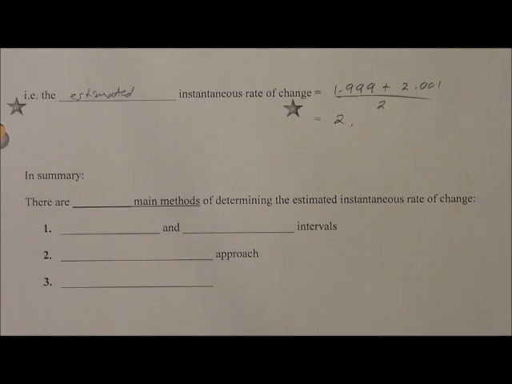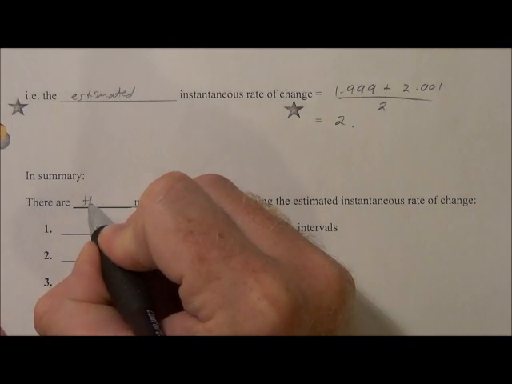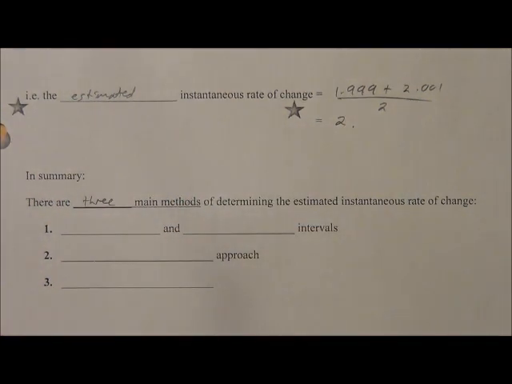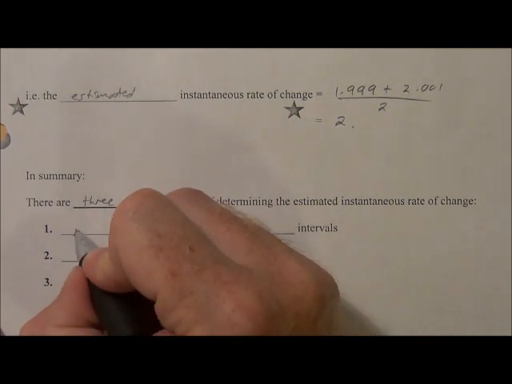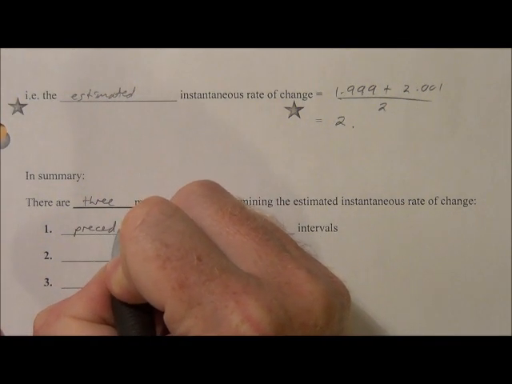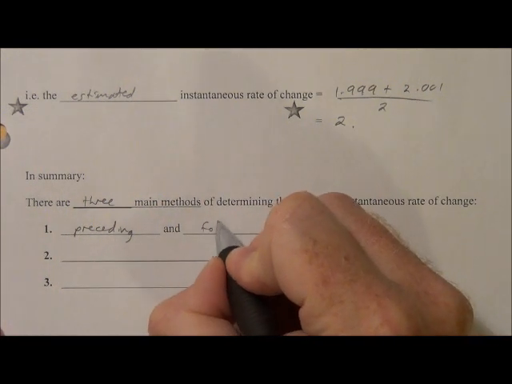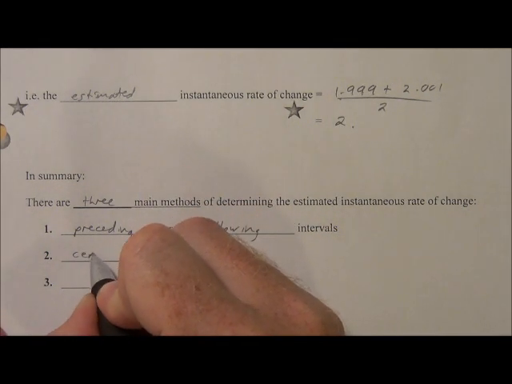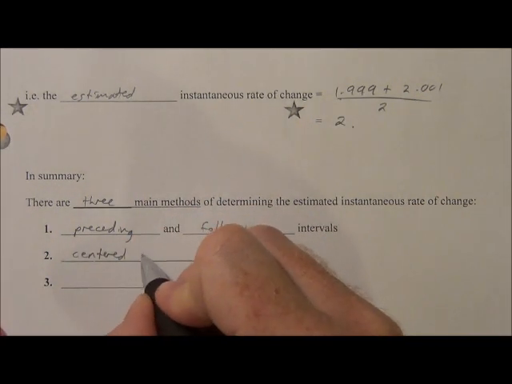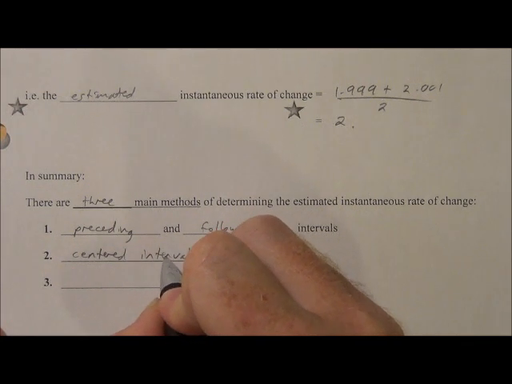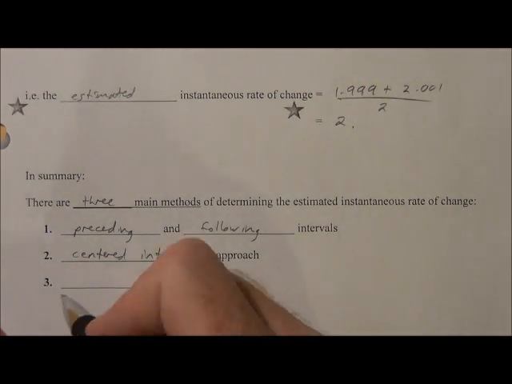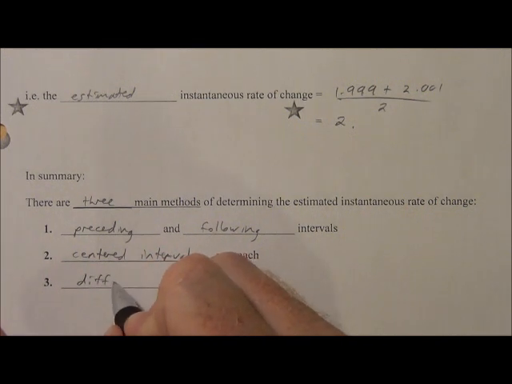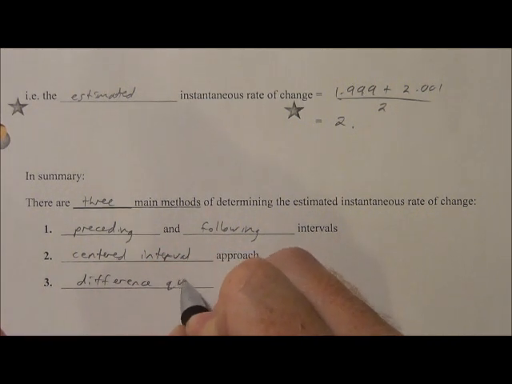Okay, so in summary, there are 3 main methods to determine the estimated instantaneous rate of change. First of all, the preceding and following intervals, which I quite like. Secondly, the centered interval approach, which I'm not the hugest fan of. And the third one, which I really love, is the difference quotient.